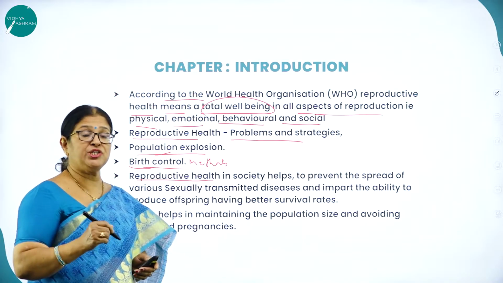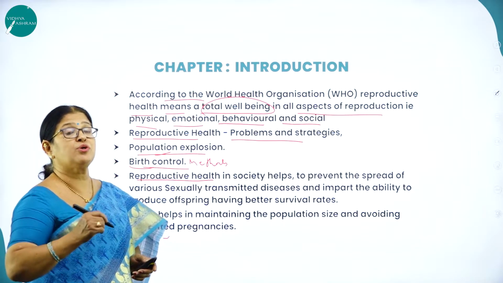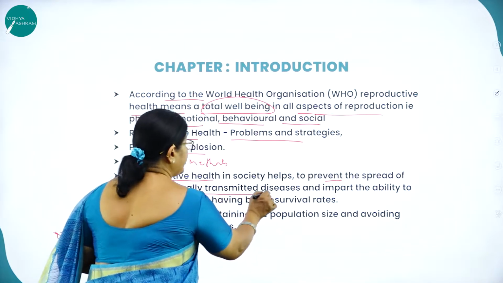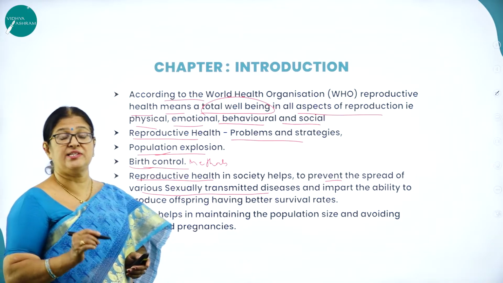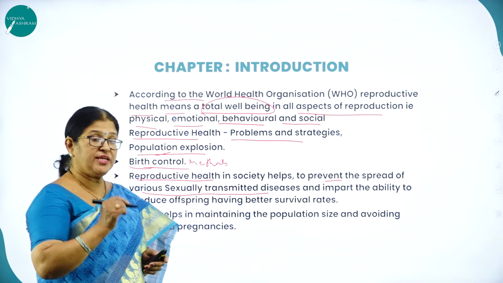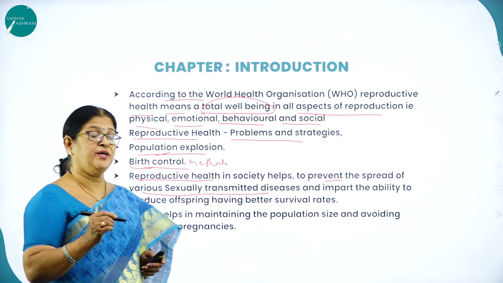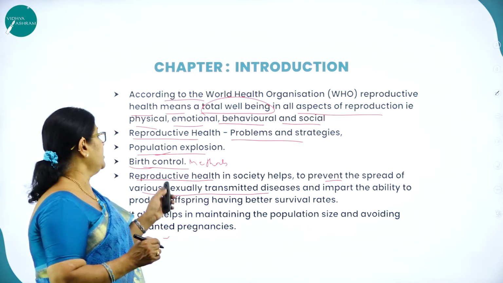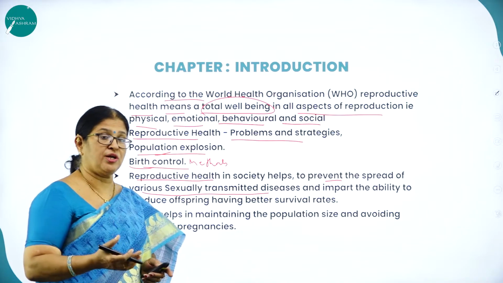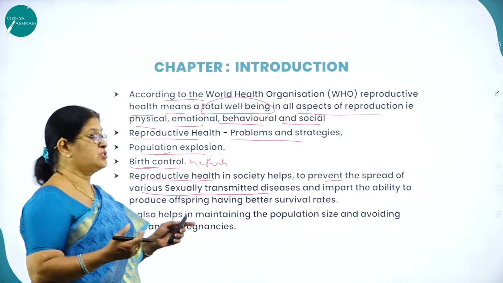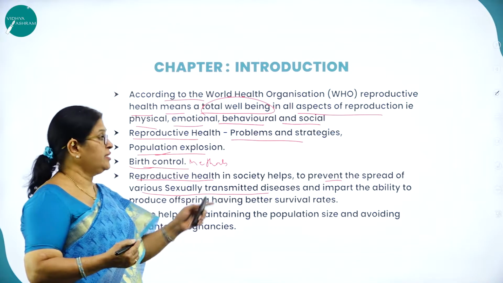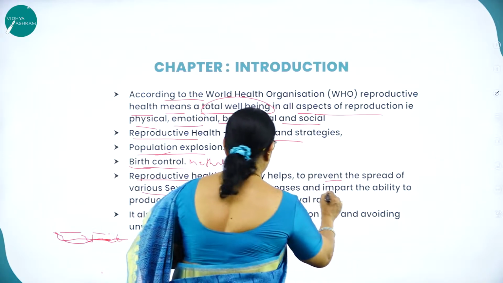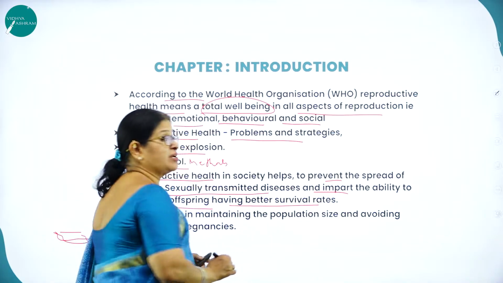Then reproductive health in society. Why should a society be reproductively healthy? What is it going to add for the society? It is going to prevent the spread of various sexually transmitted diseases, STDs. Very, very important. These are the common diseases that spread through reproduction, through sexual contact. Hence it is very important that knowing about the sexual organs, knowing about the reproductive organs, helps us avoid the spread of sexually transmitted diseases and imparts the ability to reproduce offspring having better survival rates.